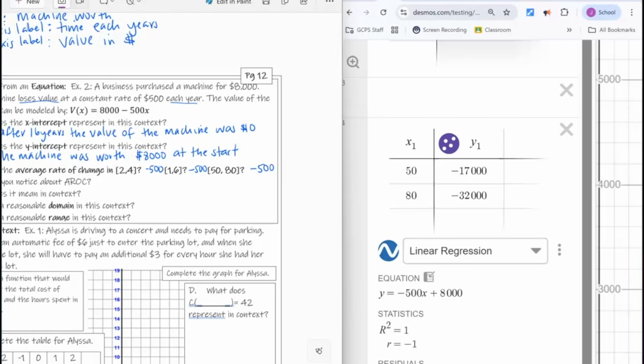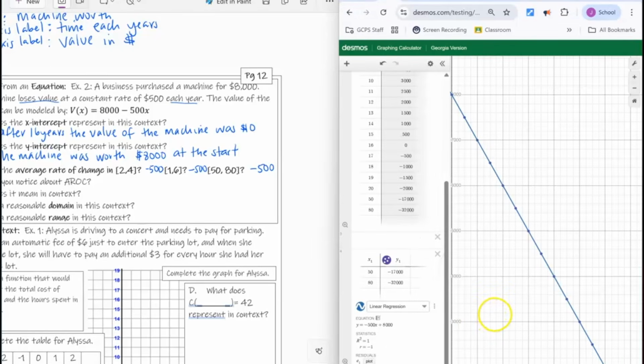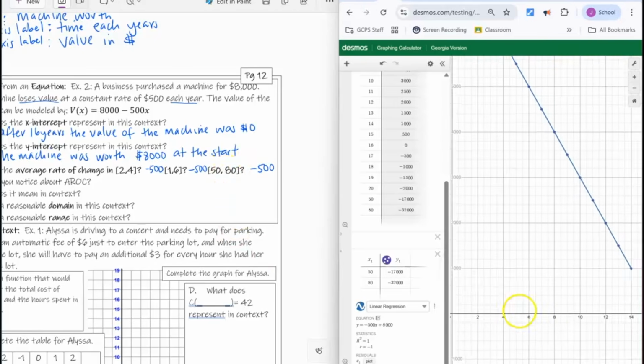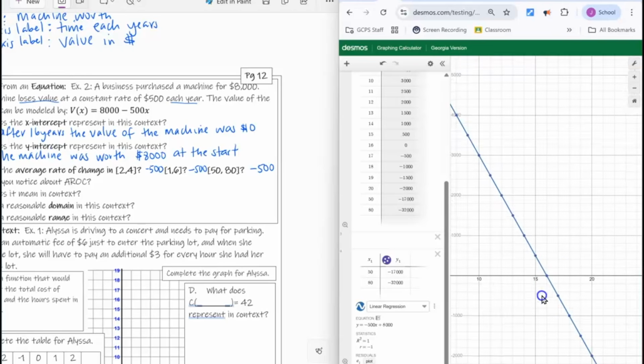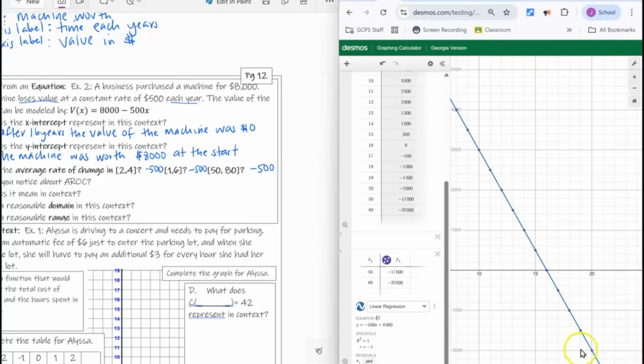Now I do want to make mention one thing about this. Technically, this does not make sense in the context of the problem because once my machine is worth nothing, right, I don't keep going past 0. So it's worth nothing. So I shouldn't be getting negative 32,000. That makes no sense. But I just want to show you a point that it doesn't matter what 2 points I pick on this graph, it's always going to be negative 500. And that's because for a linear equation, meaning a perfectly straight line, it has a constant rate of change. So it doesn't matter what points you pick, it's always going to be negative 500.